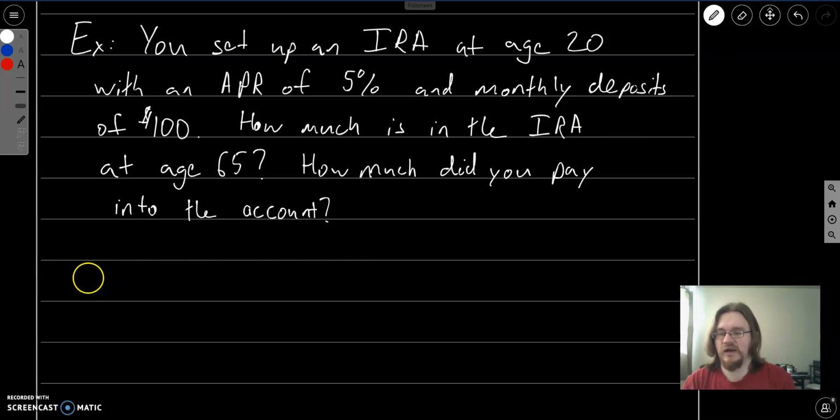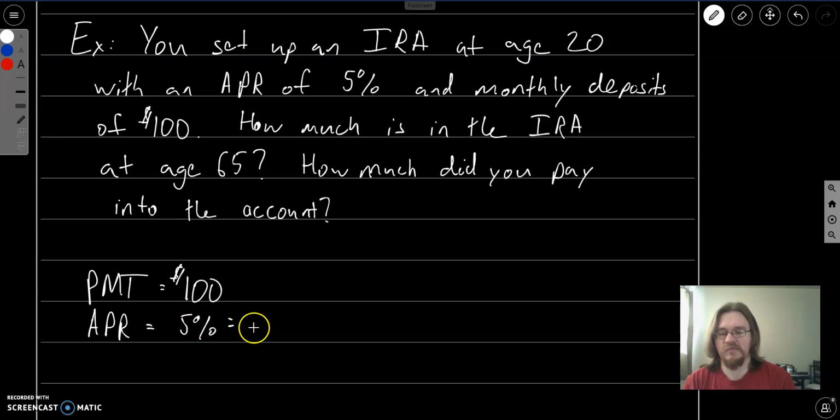We need to know how much we are putting into the account every month. Well, that was $100. Our annual percentage rate, our interest rate, is 5%, which is the same thing as 0.05. So good so far. How many years are we going to invest? Well, if we're starting at age 20 and we want to figure out how much is in the account at age 65, well, that was how many years? So 65 minus 20 would be 45 years later.